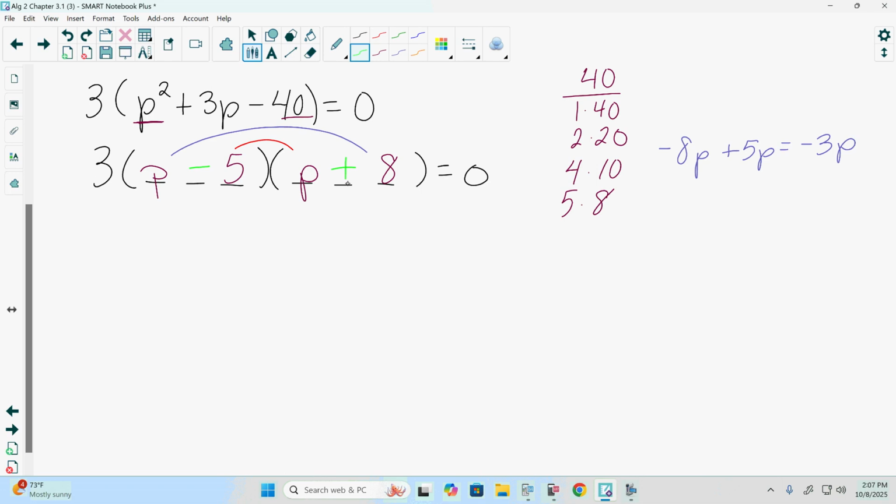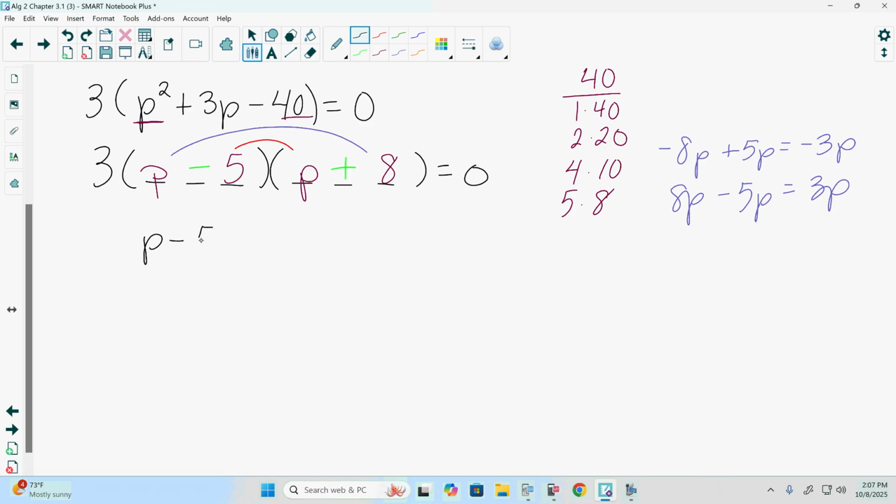Because when we flip them, p times 8 is going to be positive 8p. Negative 5 times p is going to be negative 5p. And 8p minus 5p would be positive 3p. So now we have the correct middle number and correct sign.